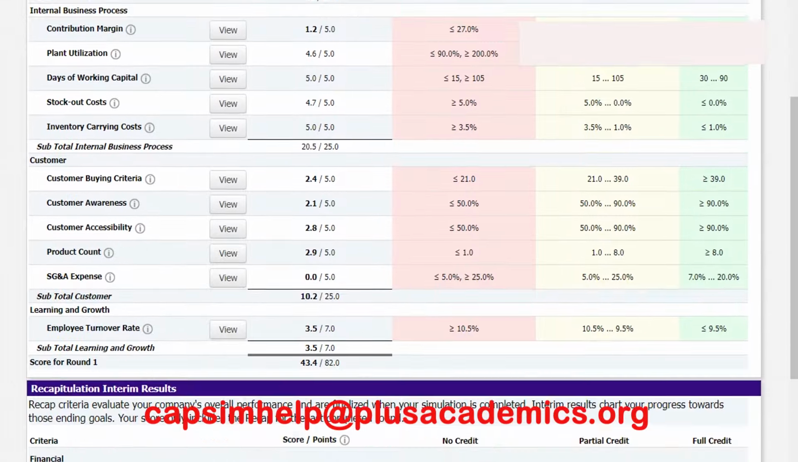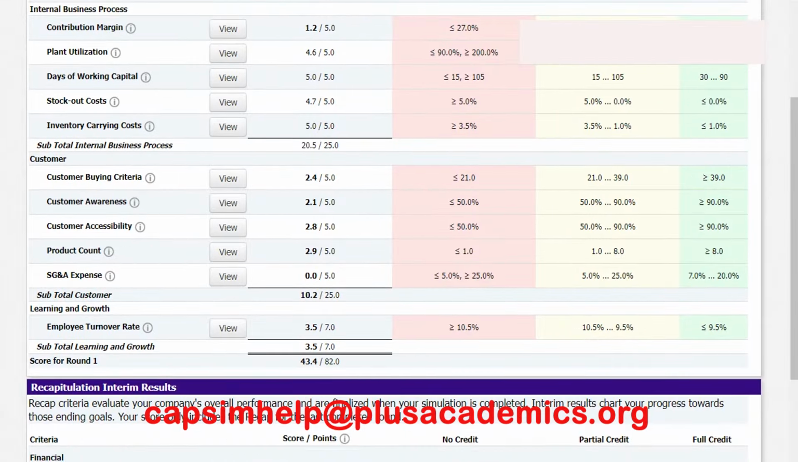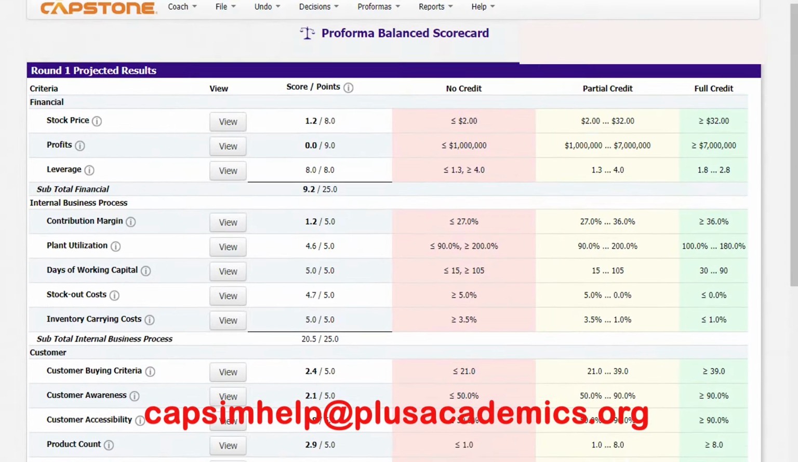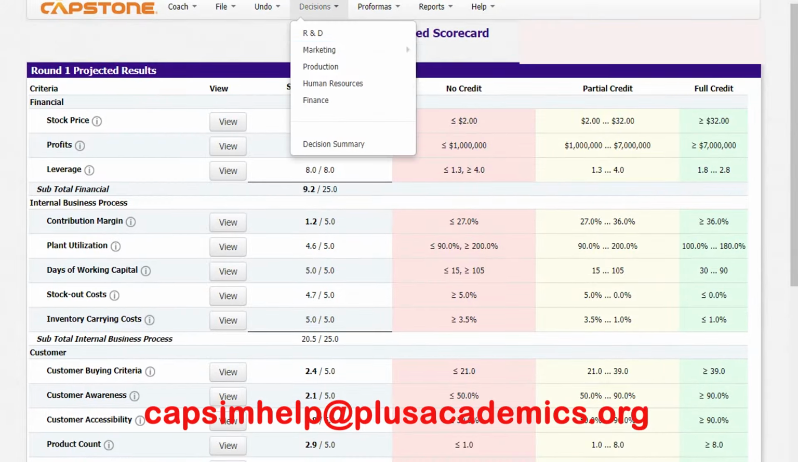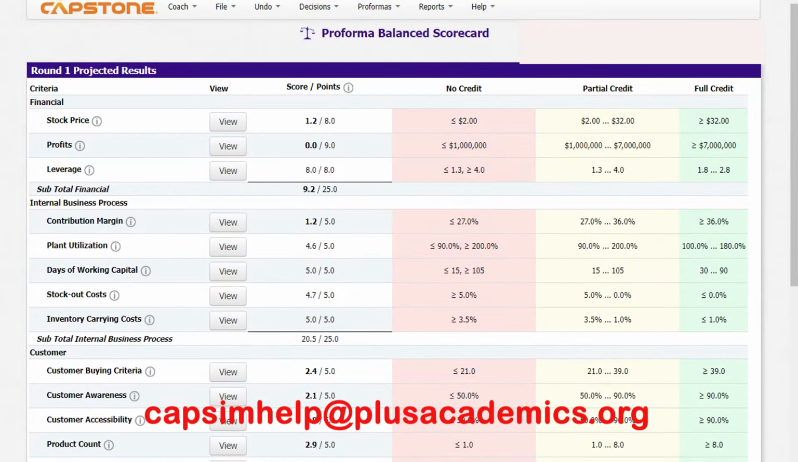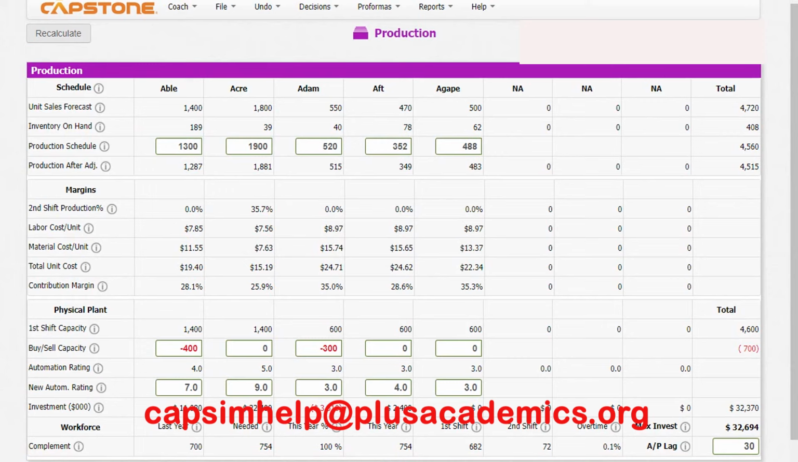As you can see, we are expecting to get a 43.4 out of 82. And this is not a bad thing because now we are just building the company. And as you have seen, when we go to production, we have tried to max up our automation rating for product in low end and product in traditional market segment because we want to cut down the labor cost as much as possible. While doing that, we are aiming to maximize our profit.